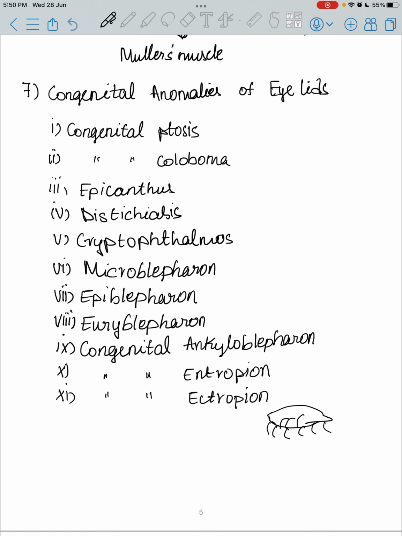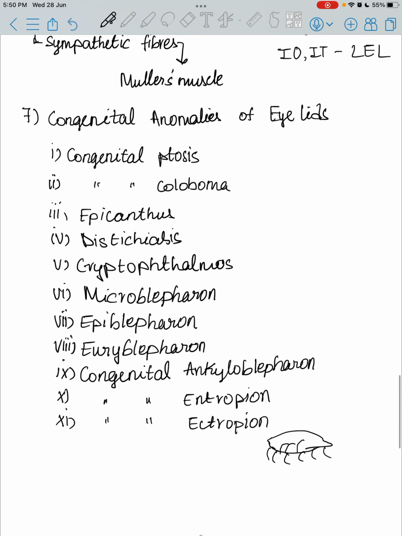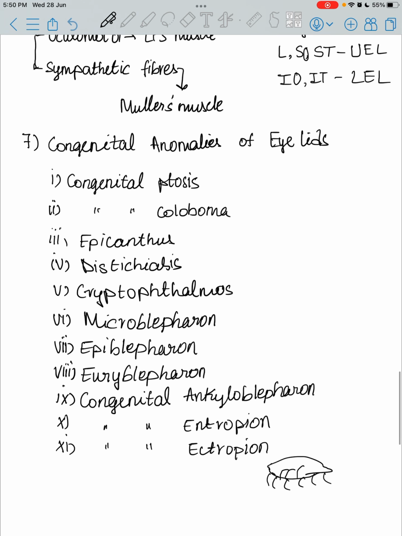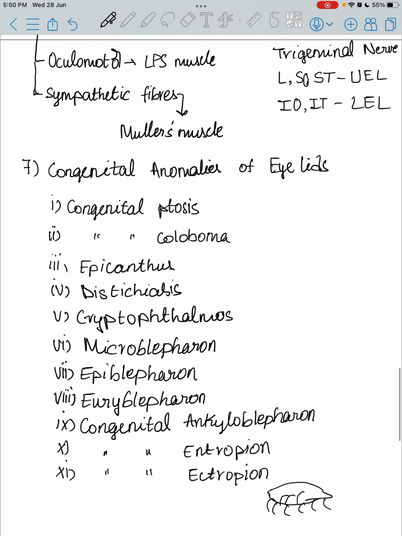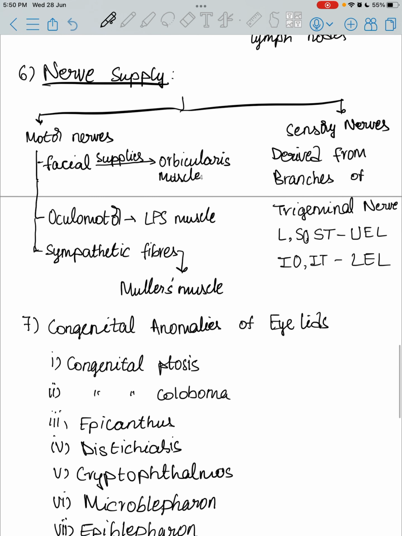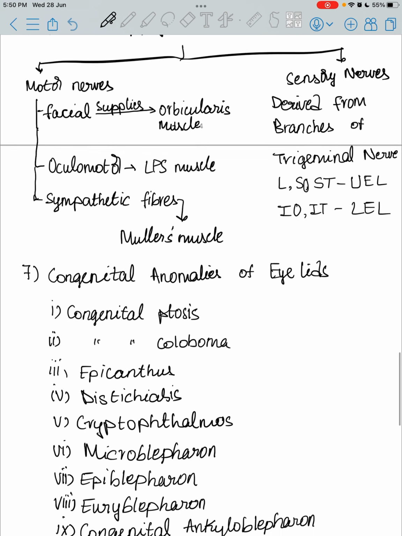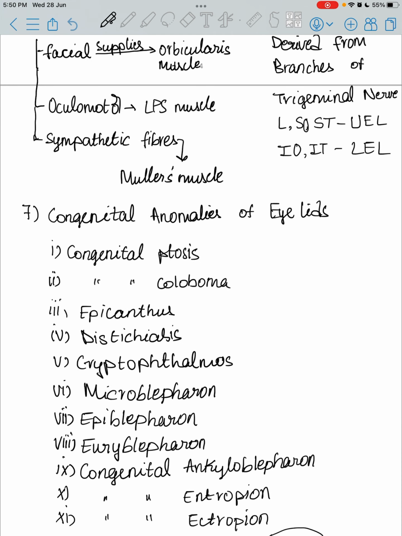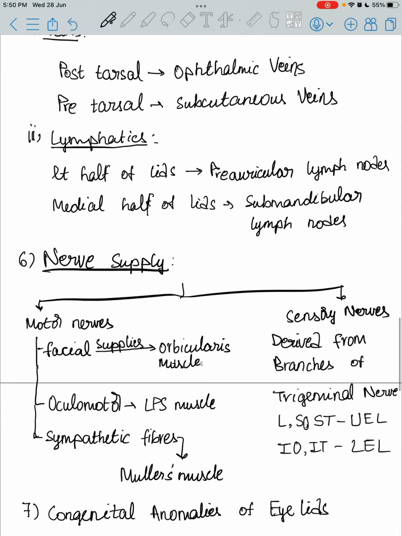And misdirection of eyelashes is known as trichiasis. Outward turning of the lid margin is called ectropion, and misdirection of eyelashes is known as trichiasis. These are the abnormal conditions which are normally seen in eyelids. Means these are the important conditions for exam. These can be asked in exam.